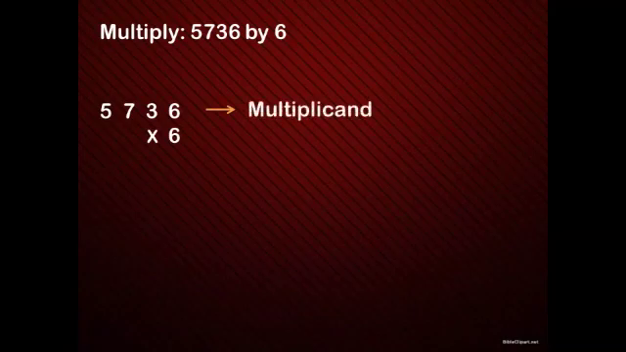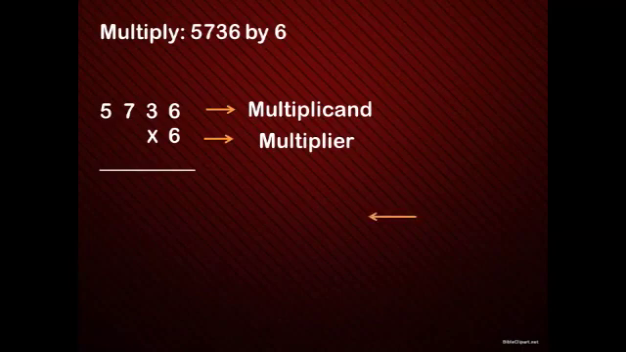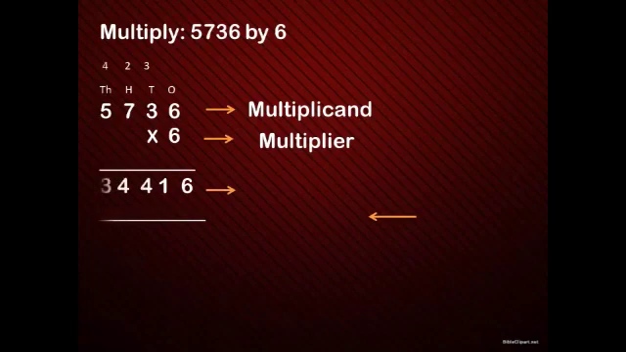Let us see an example. Multiply 5736 by 6. Here 5736 is the multiplicand and 6 is the multiplier. What is a multiplicand? Multiplicand is the number to be multiplied. And what is a multiplier? Multiplier is the number by which we multiply. Okay, let us start multiplying. 5736 by 6. 6 6s are 36, carry 3. 6 3s are 18, so 18 plus 3 is 21, carry over 2. 6 7s are 42, 42 plus 2 is 44, carry over 4. 6 5s are 30, 30 plus 4, 34.